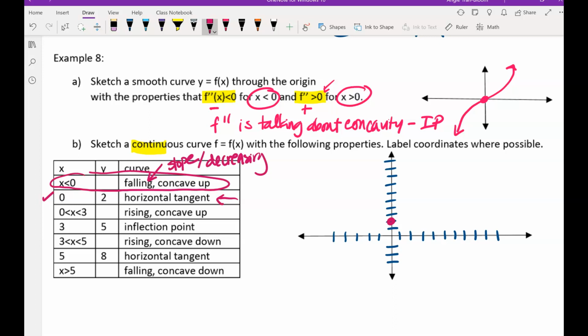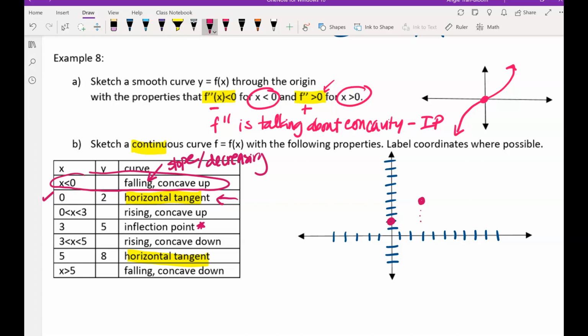And then 3, 5, ooh, I have an inflection point, okay? So 3, 5, make sure 3 across, up 2, 3, 4, 5, right there. Make sure I keep that in mind. 5, 8, horizontal tangent. So it looks like, students, we have 2 horizontal tangents. So make sure I keep that in mind, okay?